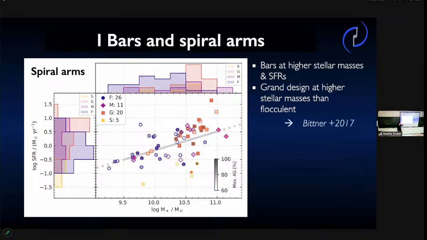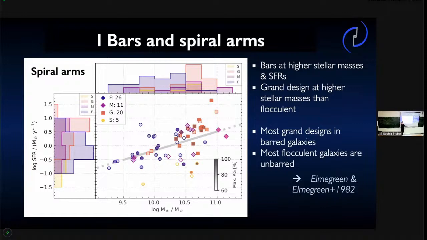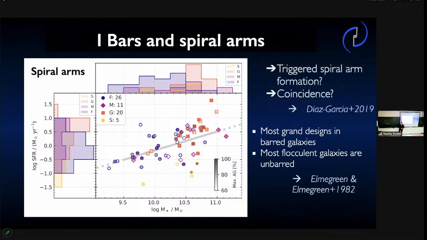And now that we see that both spiral arms and bars correlate with stellar mass, it is quite unsurprising that most of our grand designs are also in galaxies that have a bar, and most of the flocculent systems are also without a bar. And I could only find a very old paper that found the same thing, from 1982. But actually, this connection between these features is still up for discussion. I was at a conference in July in Granada, and at this conference we actually had a discussion whether there could be a connection or not. Could it be that it's triggered spiral arm formation, that the presence of a stellar bar can trigger the formation of spiral arms or not? Or maybe it's just a coincidence.